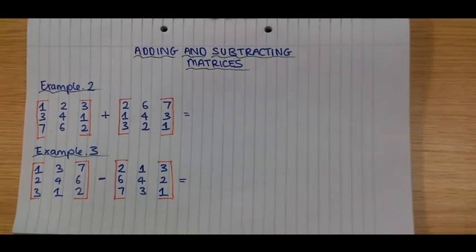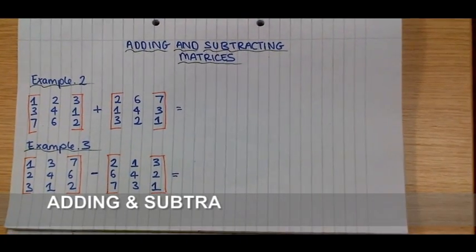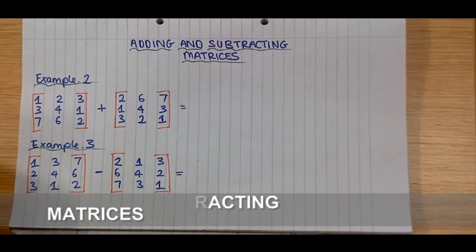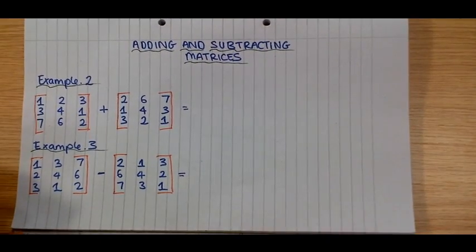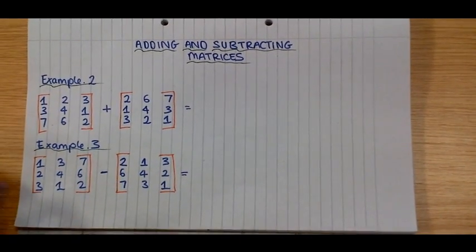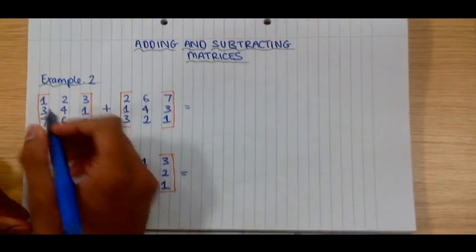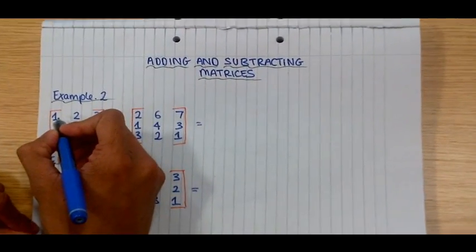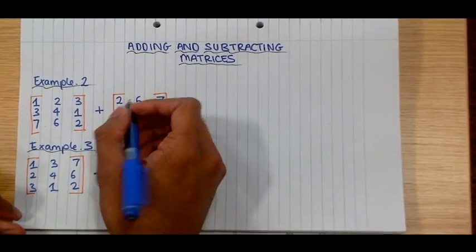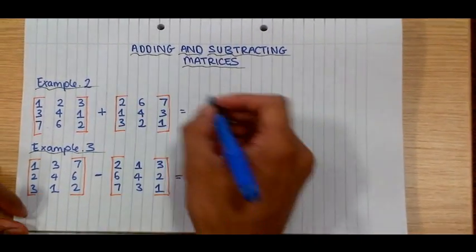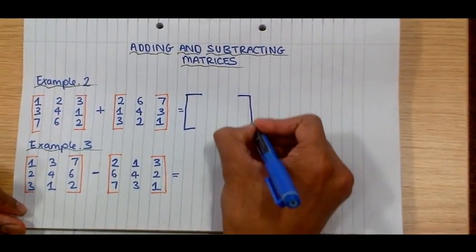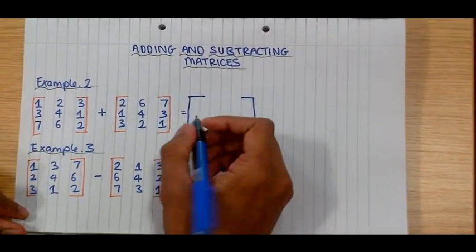In this part of the tutorial, I'll be showing you how to add and subtract matrices together. In this first example, I'll be showing you how to add matrices together. In order to add 2 matrices together, we add the corresponding elements together. So for example, in here, we will take the first element from the first matrix, which is 1, and add it to the first element in the second matrix, which is 2. Here we will create a resultant matrix, so we can place the answers.